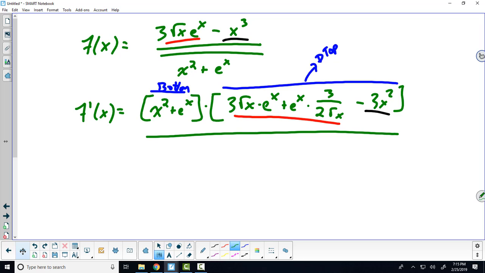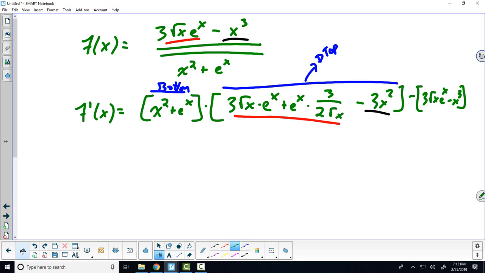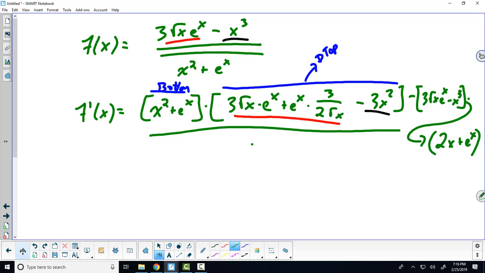Oops, no, I didn't finish it. So we've done the bottom times the derivative of the top. Now we do minus the top, and I'm going to run out of room here. I'm sorry. 3 square root of x times e to the x minus x cubed times the derivative of the bottom. So I'll just write it down here. I apologize. The derivative of the bottom is 2x plus e to the x, all over the bottom function squared.